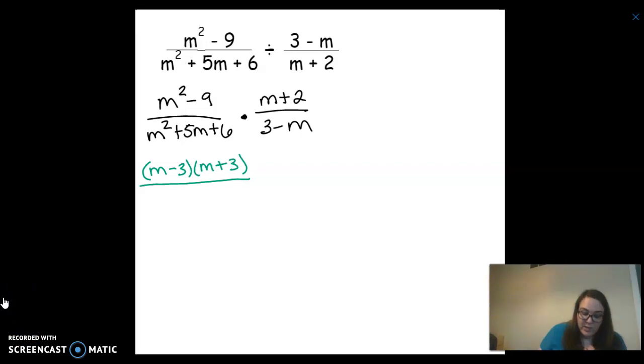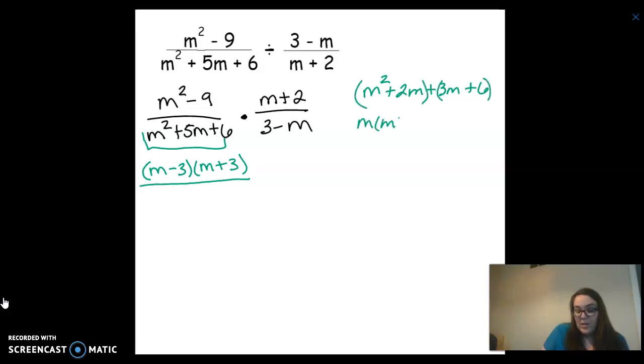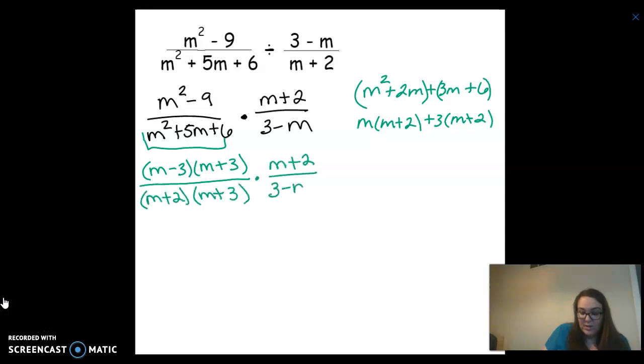We are finding what multiplies to 6 and adds to 5. So I'm going to do this off to the side over here. What multiplies to 6 and adds to 5 is 2 and 3. Remember, I'm going to simply group and take out what they have in common. And so the denominator of that fraction becomes m plus 2 times m plus 3. Now that second fraction has not changed: m plus 2 on the numerator and 3 minus m on the denominator.